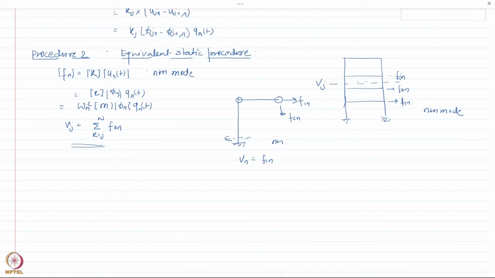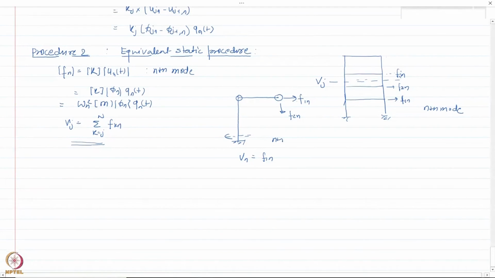All right, so we are going to conclude this lecture here today. In the next lecture, we are going to see how to apply these procedures to find out the seismic response of a structure or a multi-degree of freedom system.